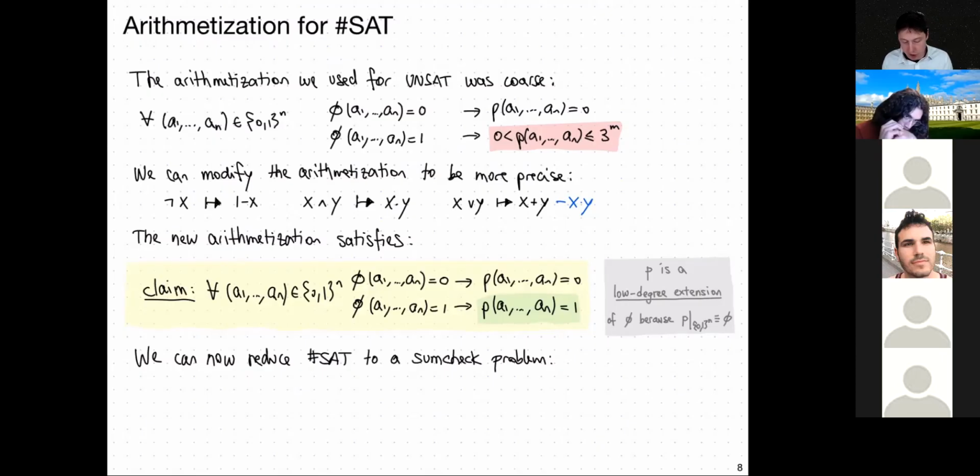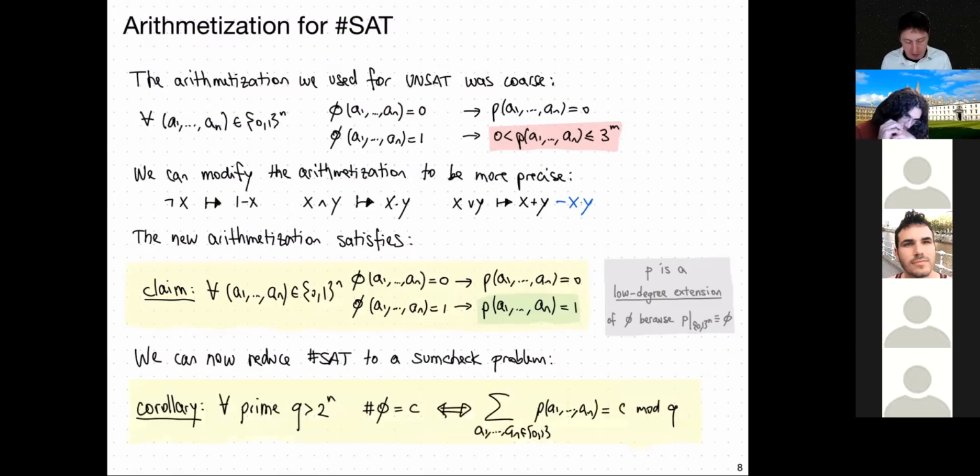And we can now reduce #SAT to a Sumcheck problem, because for every prime q that is greater than 2 to the n, the number of satisfying assignments of the formula phi is c if and only if the sum of this polynomial is c modulo q, right? Why does q have to be large enough? Because in the event that the formula is satisfiable on every input, the sum is going to be 2 to the n, and we don't want it to overflow. So we need q to be strictly greater than 2 to the n. Okay. So now we have translated this counting problem into a Sumcheck problem.